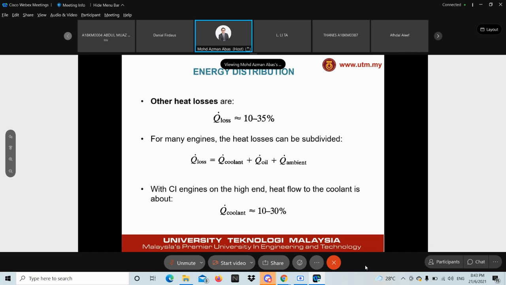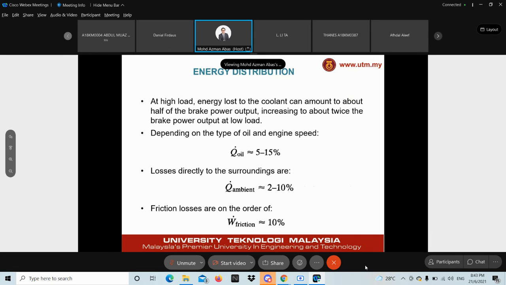With compression ignition engines on the high end, heat flow to the coolant is roughly about 10 to 30%. So on CI engines, the heat flow to the coolant is slightly lower compared to spark ignition engines. At high load, energy loss to the coolant can amount to about half of the brake power output, because when you produce so much power, there's so much heat and so much energy being produced that the temperature increases significantly.